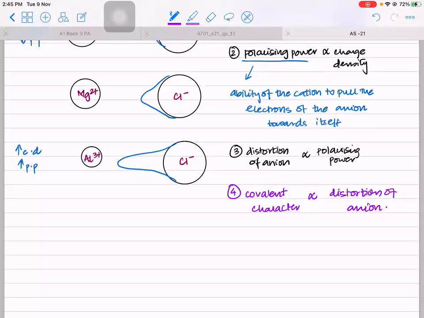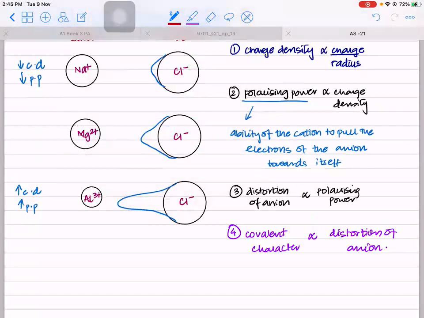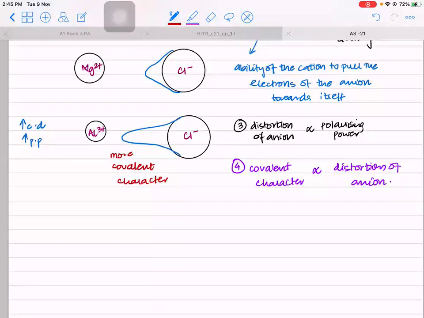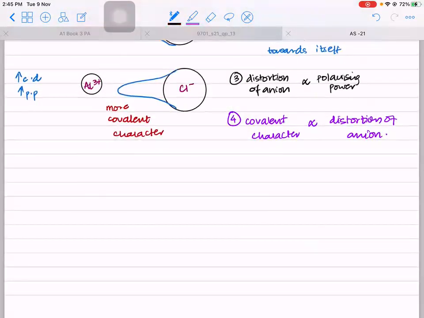So let's see. Can I say that this right here has more covalent character because you see more distortion? And can I say this has less covalent character because there is less distortion? Yeah. To have covalent character in an ionic bond, I told you it doesn't depend on just one guy, it depends on both. It depends on the cation and the anion.